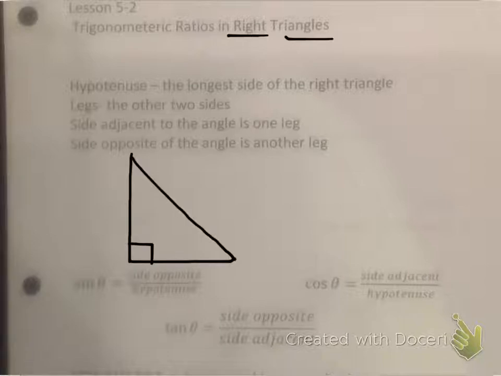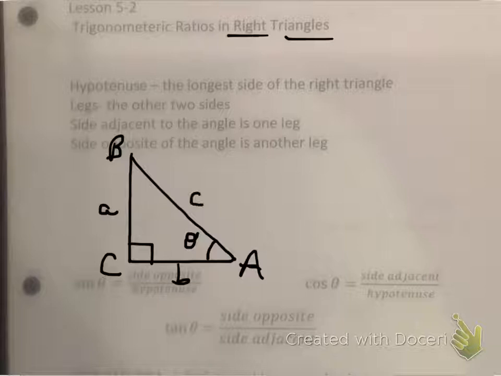Here's my right triangle, and I'm going to call it triangle A, B, C. And I'm going to call this angle here theta. Okay, theta. And then this side opposite of angle A, I'm going to call little a. The side opposite of B is going to be little b, and the side opposite of C is going to be little c. Those are the sides.